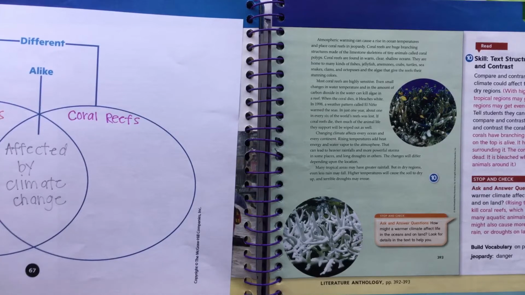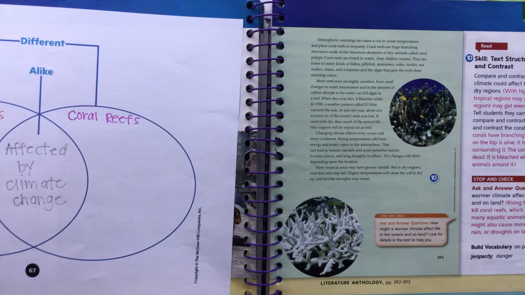Coral reefs are huge branching structures made of the limestone skeletons of tiny animals called coral polyps. Coral reefs are found in warm, clear, shallow oceans. They are home to many kinds of fishes, jellyfish, anemones, crabs, turtles, sea snakes, clams, and octopuses, and the algae that give their reefs their stunning colors.